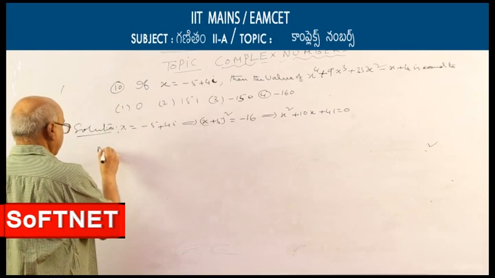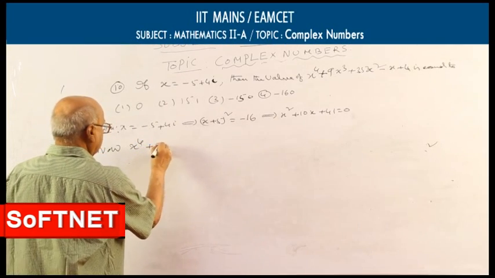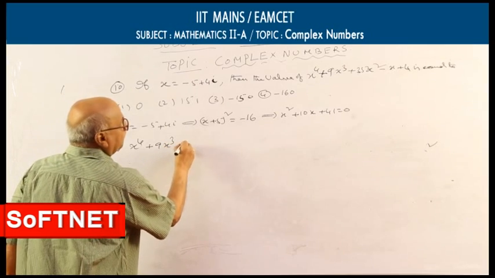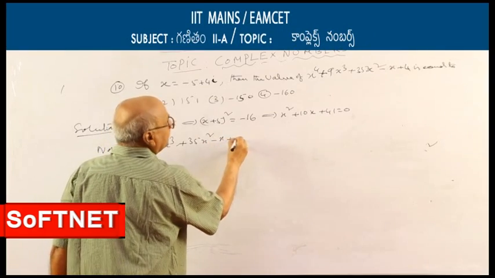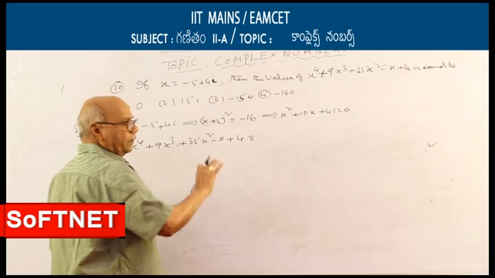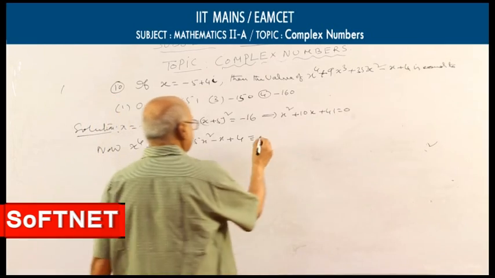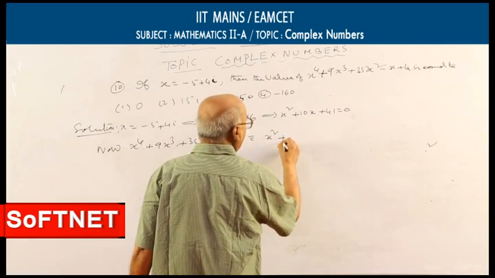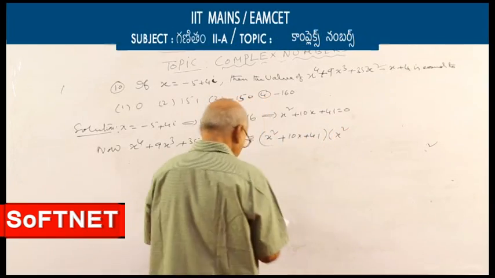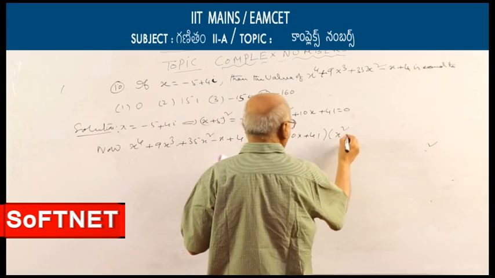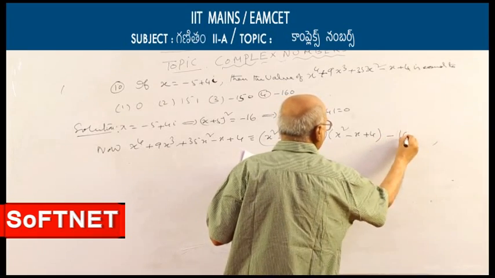Now we can write the given expression x power 4 plus 9x cubed plus 35x square minus x plus 4 by the actual division method, which you know from the 8th class and 9th class level. So this can be written as x square plus 10x plus 41 into x square minus x plus 4 minus 160.